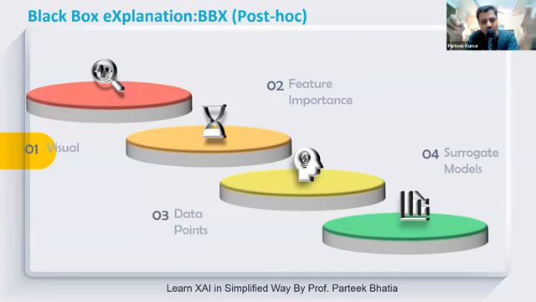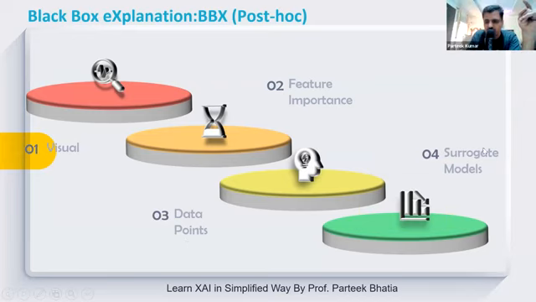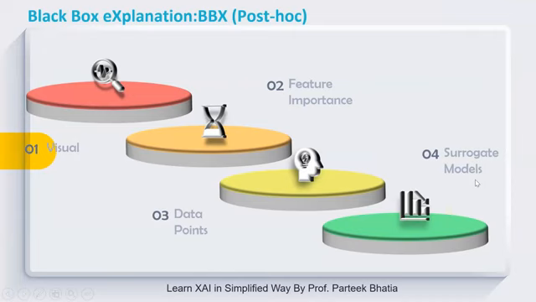One approach is called visual. Second is feature importance. Third is data points, and the fourth one is surrogate models. We are going to discuss these models in detail one by one.